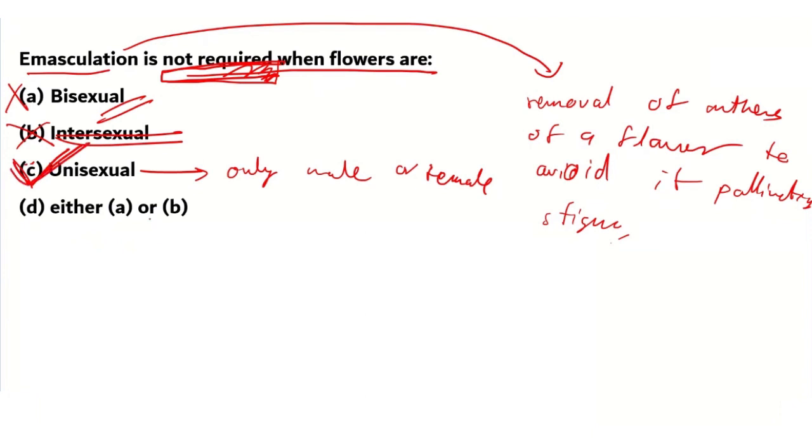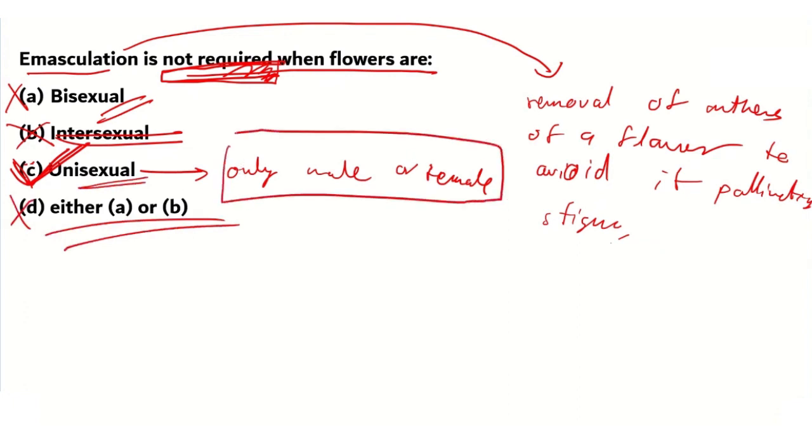So option D says either A or B. Since both A and B are incorrect, option D is also incorrect. So therefore option C, unisexual, is the correct option. So since the male part of the flower and the female part of the flower are in different areas, you don't need to do emasculation in order to protect the female flower from stray pollen. And that's why option C is the correct option.